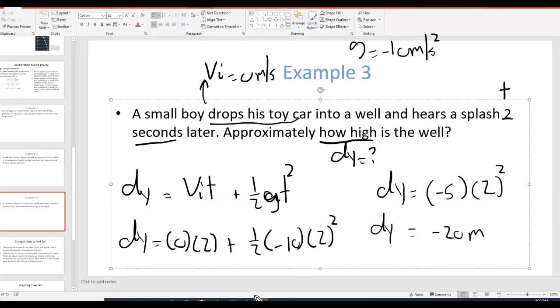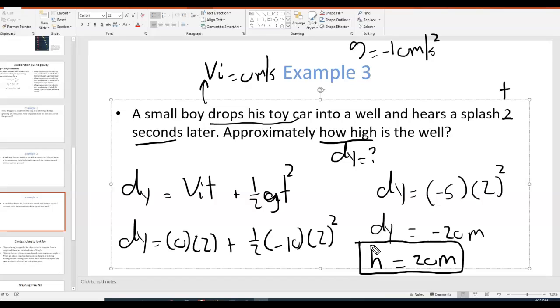Now, this is almost the answer to the question. It is true that displacement is negative 20 meters. However, height cannot be negative. Okay, height cannot be negative. So the displacement is negative 20 meters. How high is the well? Okay, well, if it goes down 20 meters when we drop it, that means the height of the well is positive 20 meters. Okay, so watch out for that sign change.